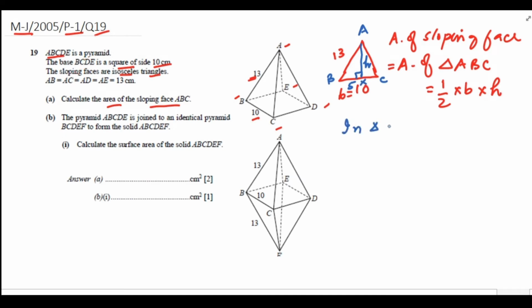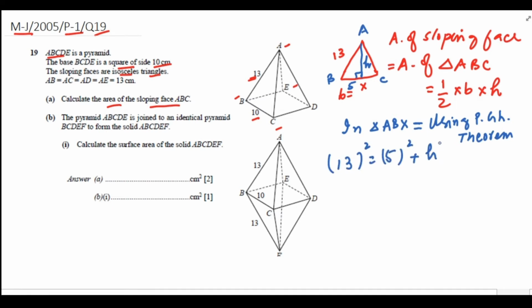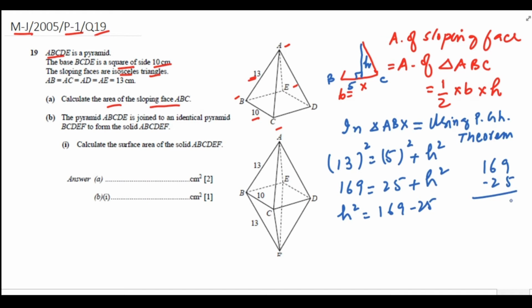So in triangle ABX, using Pythagoras theorem, 13 whole square is equal to 5 whole square plus h square. 169 is equal to 25 plus h square. h square is equal to 169 minus 25. Subtracting 25 from 169 we get 144. Therefore h square is equal to 144. Taking square root both sides we get h is equal to 12 centimeters.